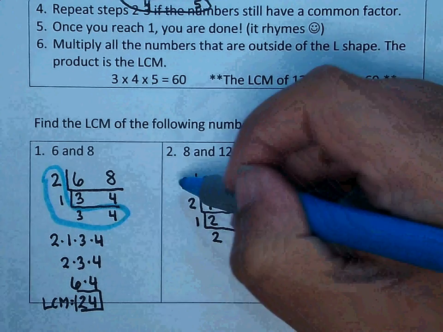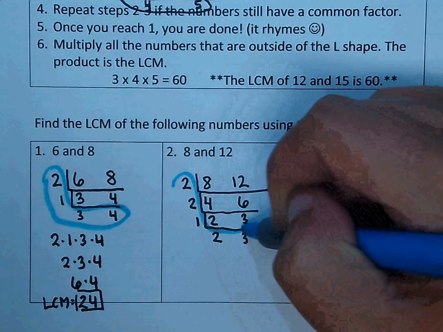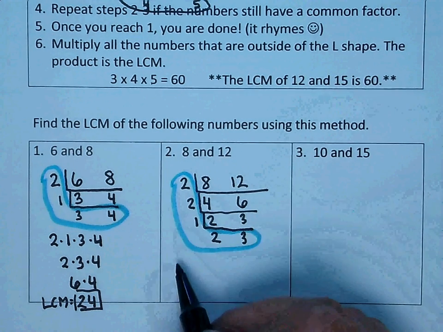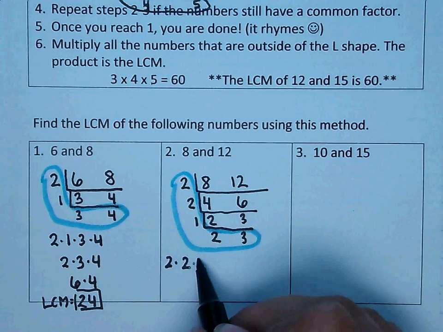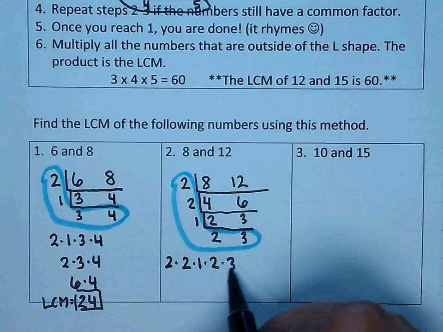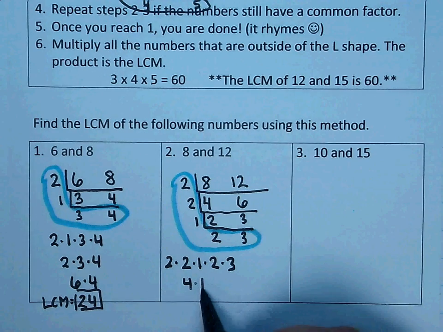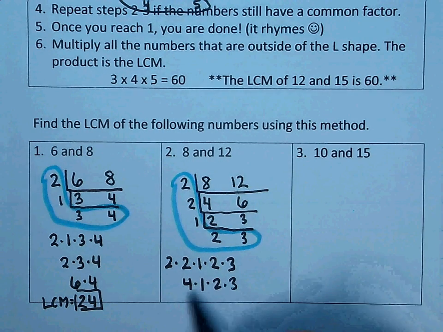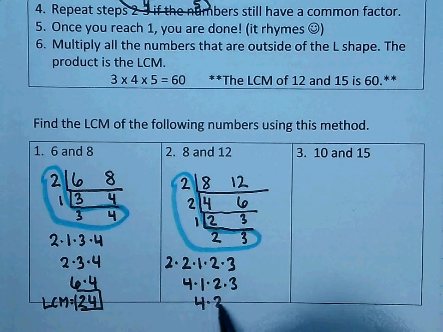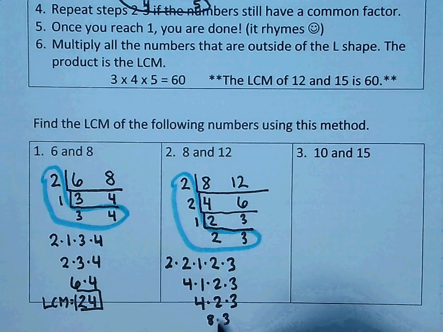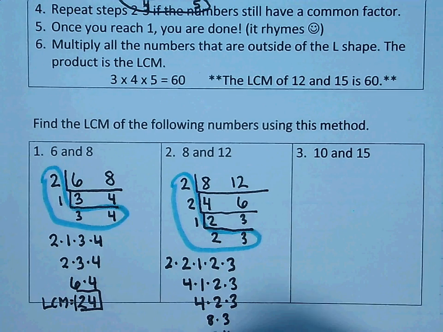And then you get to make your L shape. And then you get to multiply them. So 2 times 2 times 1 times 2 times 3. I'm just multiplying in the L. 2 times 2 is 4. 4 times 1 is 4. 4 times 2 is 8. And 8 times 3 is 24.